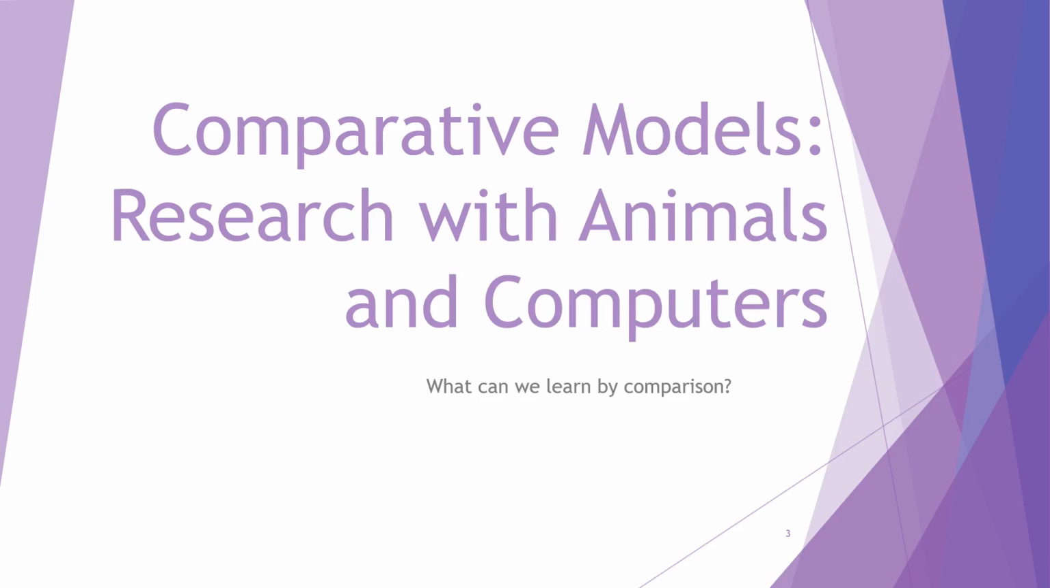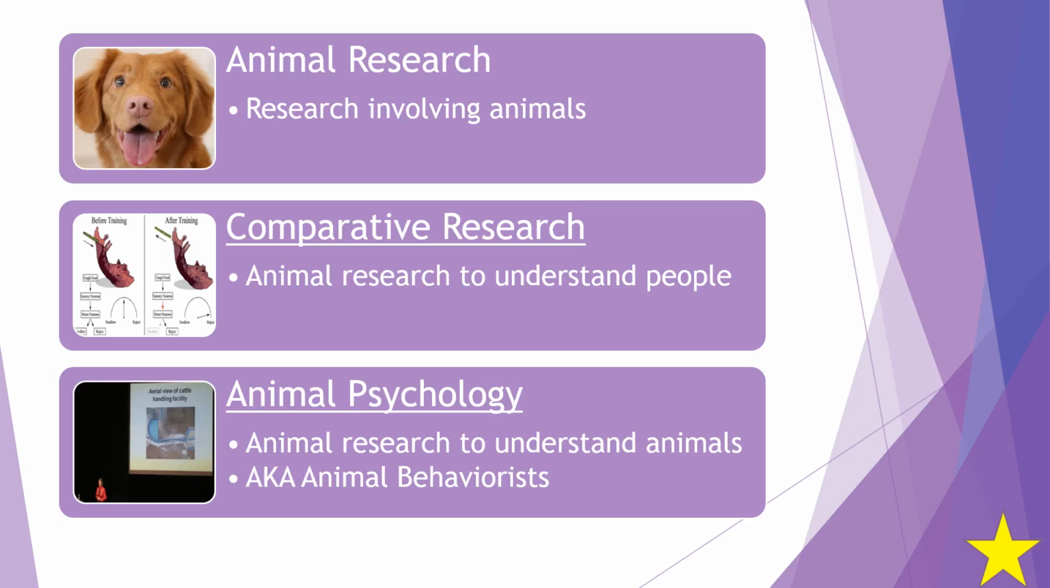Research involving animals in psychology is often called comparative models or comparative modeling because we're trying to understand people by comparing them to animals. So we're going to talk about what animal research looks like, what different nuances there are for animal research, and we'll also take a moment to talk about using computers as models for people as well.